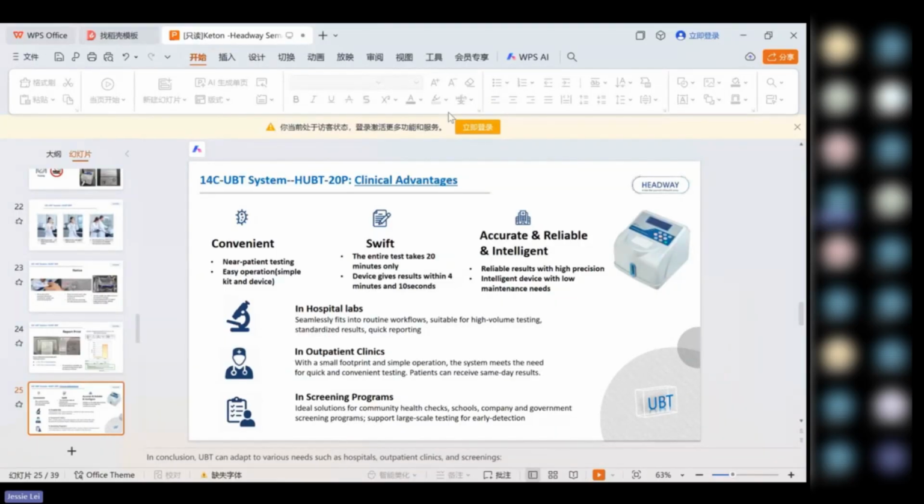In screening programs, it is the ideal solution for community health checks, schools, companies, and government screening programs. It can support large-scale testing for early detection.